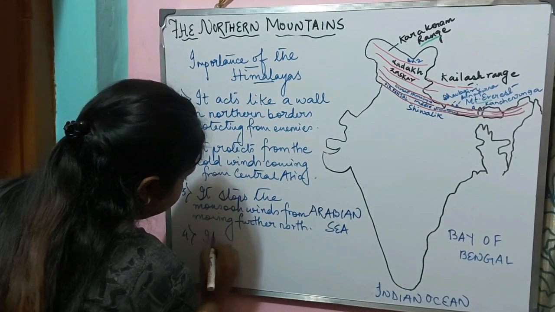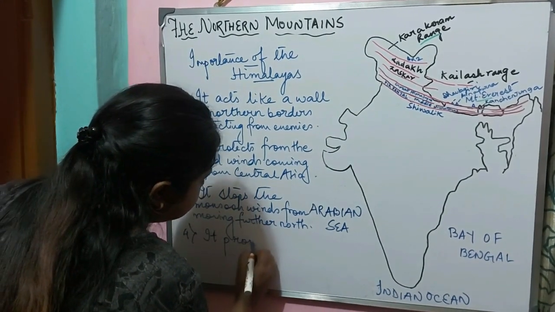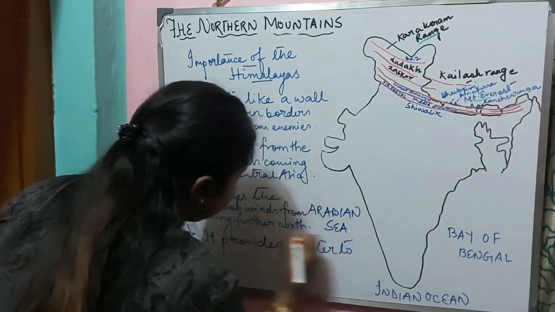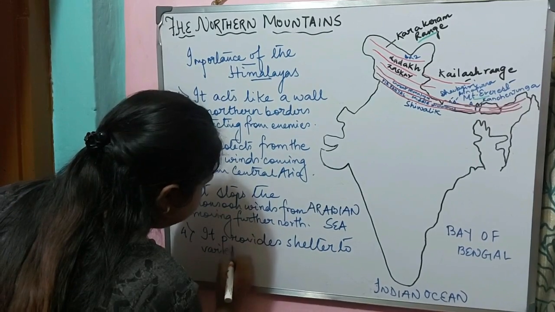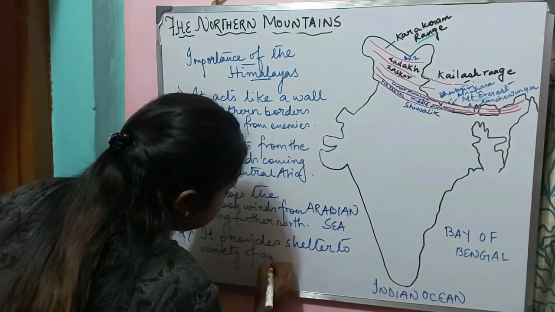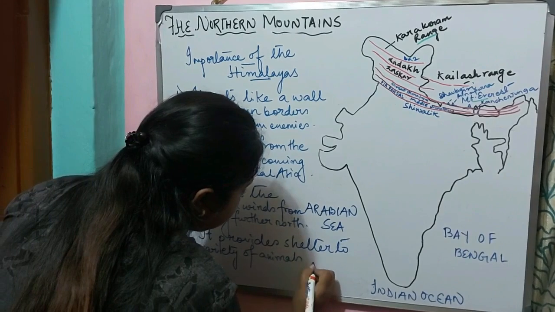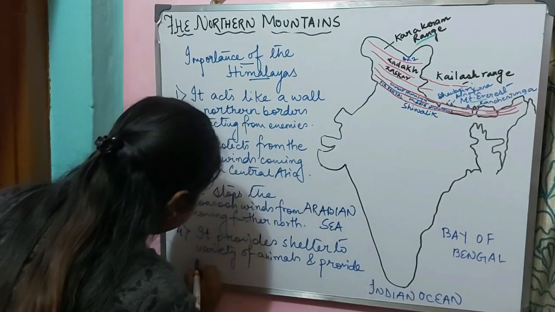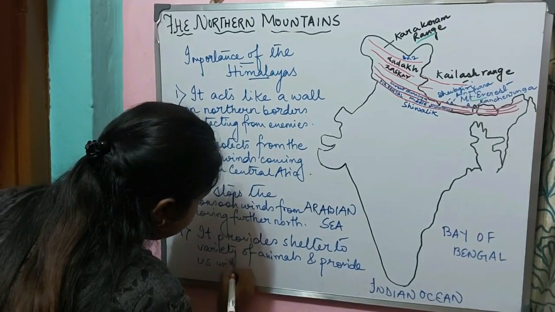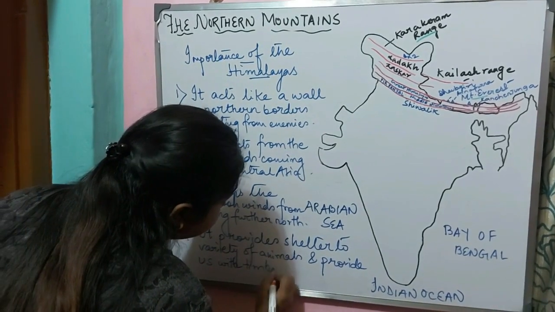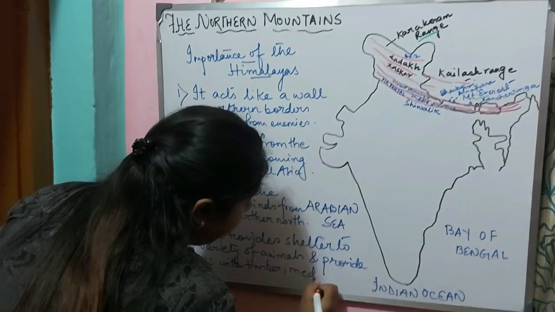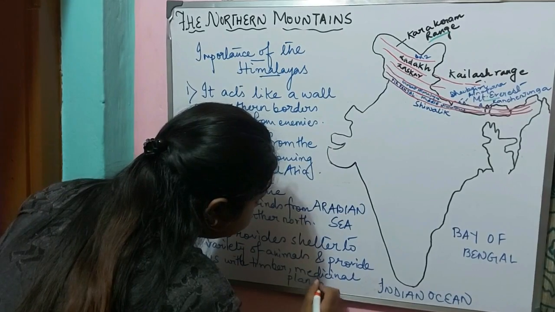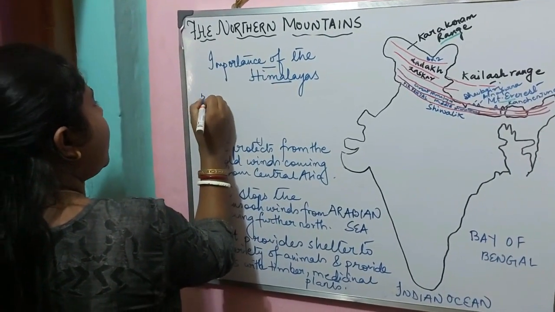Number four, it provides shelter to a variety of animals and also provides us with timber, medicinal plants, which are very important.